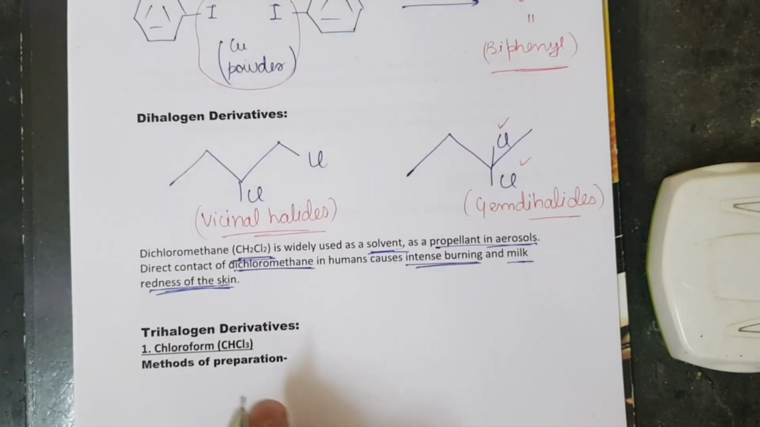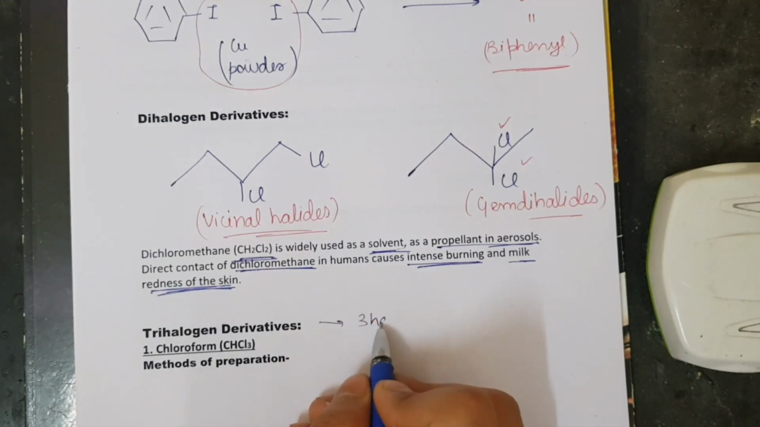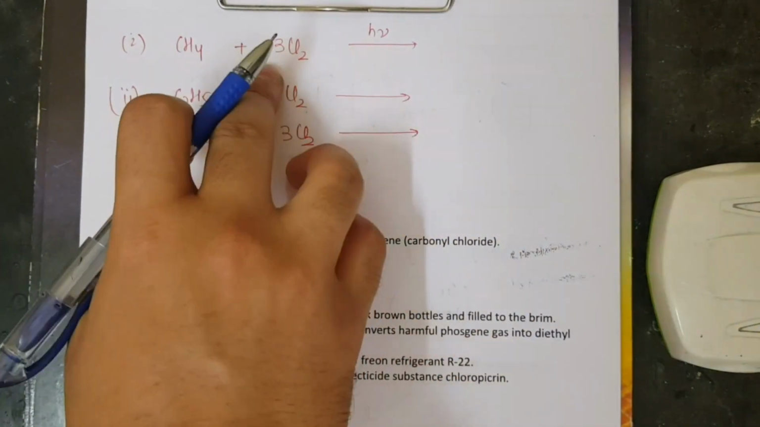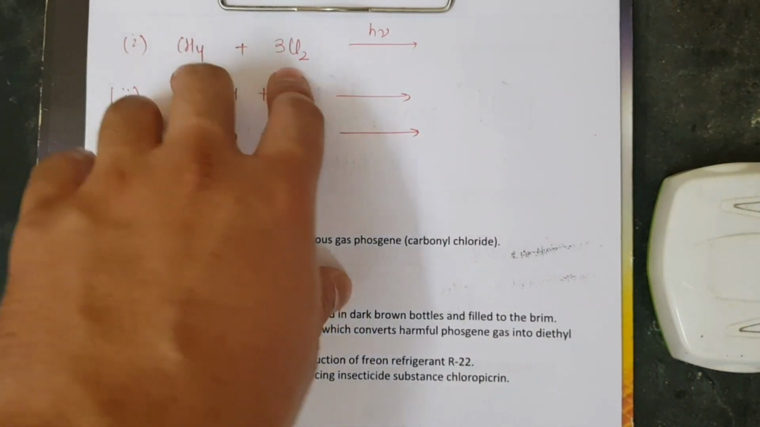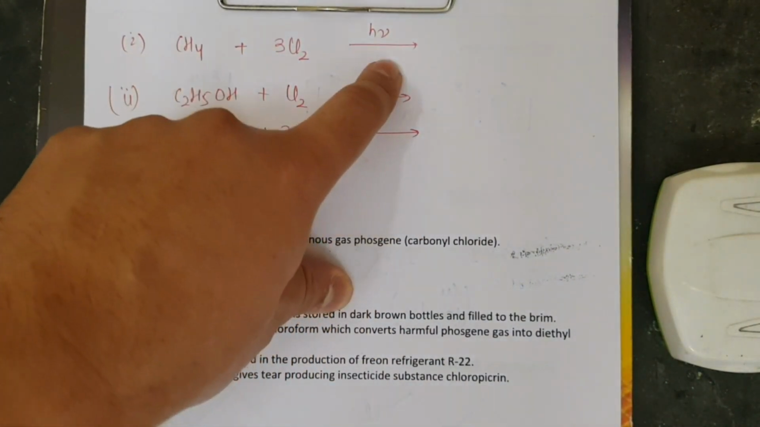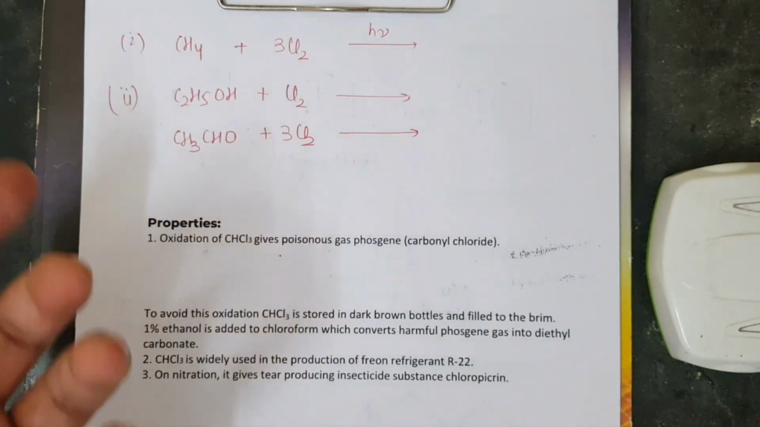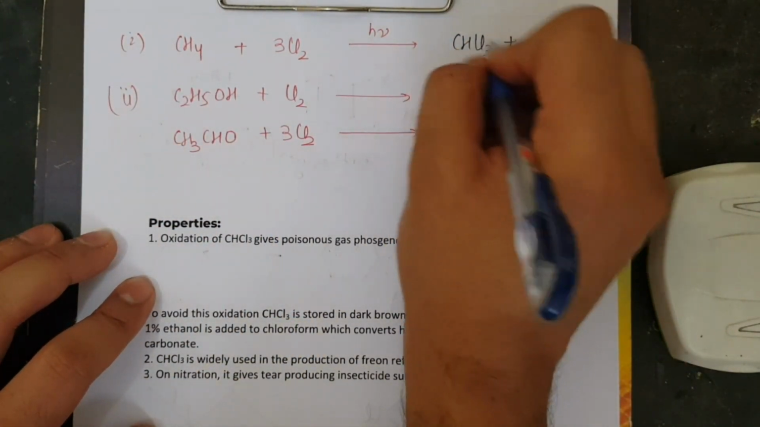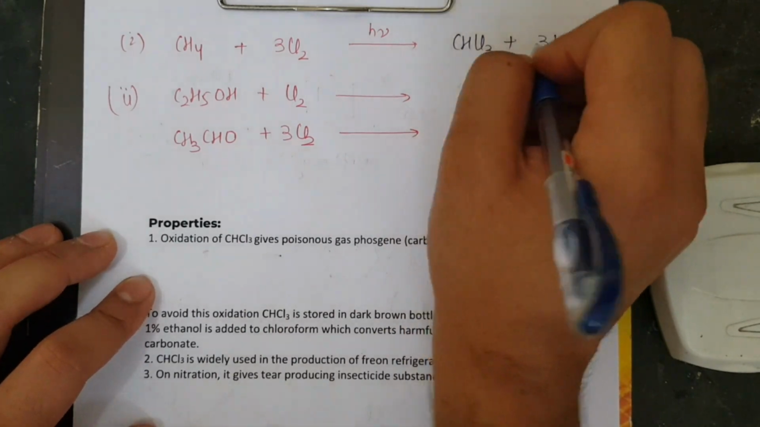Now we have the trihalogen derivatives. Trihalogen derivatives means that three halogens are present. The first and the most common example is chloroform. Let us see some methods of preparation. First and the most common is the reaction of methane with 3 moles of Cl2 in the presence of light. Radicals will be formed. That gives me the formation of CHCl3, that is chloroform, plus 3HCl.